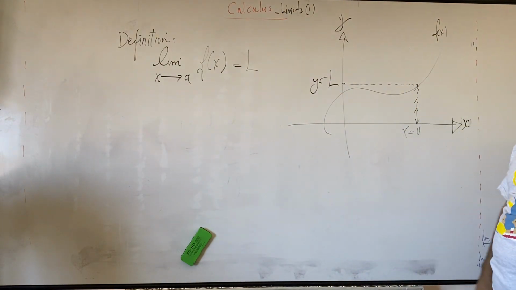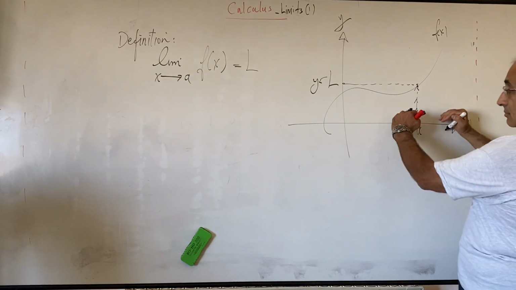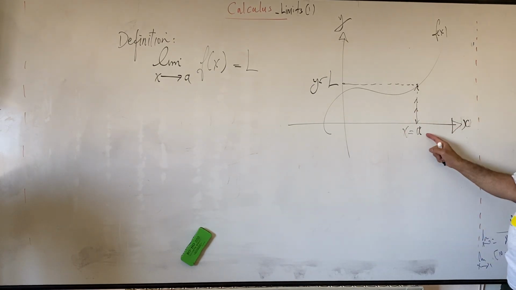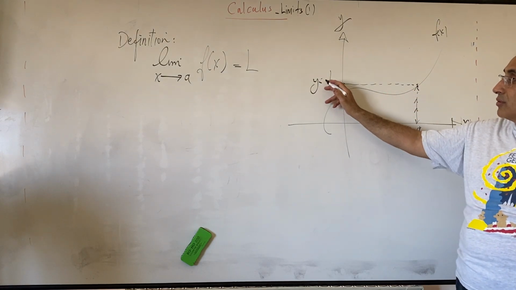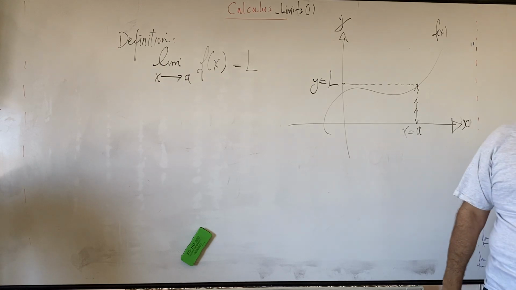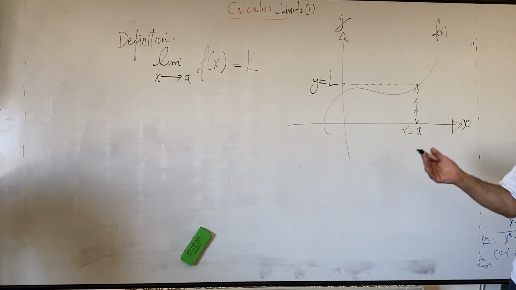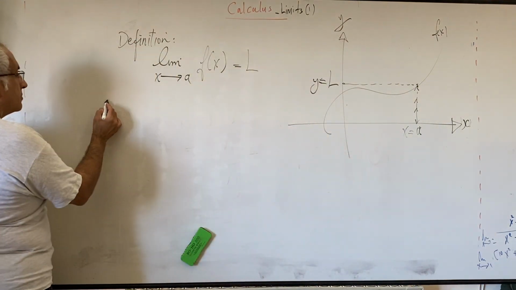So how do we say that? The limit of f(x) as x approaches a, it doesn't matter from right or left, then by substituting a in that function, the answer would be approaching something called L. That's the basic definition of the limit. Some people may say, well, give me an example to see that. Okay, let's have an example.